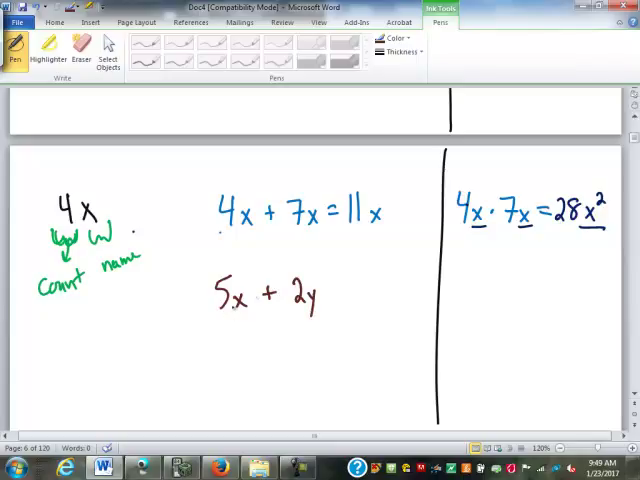Well, just like 5 feet plus 2 pounds, I get 5x and 2y. There's no way to combine those with addition or subtraction. But if I had 5x times 2y, I combine the counts. 5 times 2 is 10. And just like feet times pounds became foot pounds, x times y becomes xy. When we multiply or divide, we don't need the same name because we're going to combine the names.